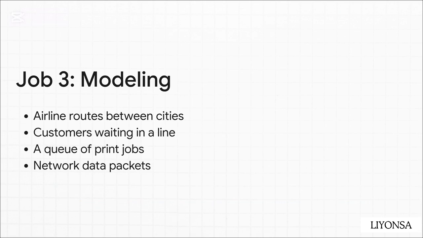And finally, their third job is modeling. Some data structures are designed to directly mimic real-world situations. A queue, for instance, is absolutely perfect for modeling customers waiting in a bank line or a bunch of documents waiting to be printed, because it follows that exact same first-in, first-out rule.